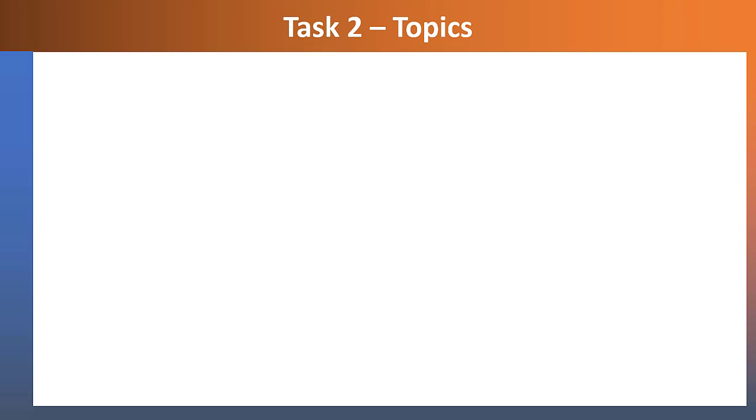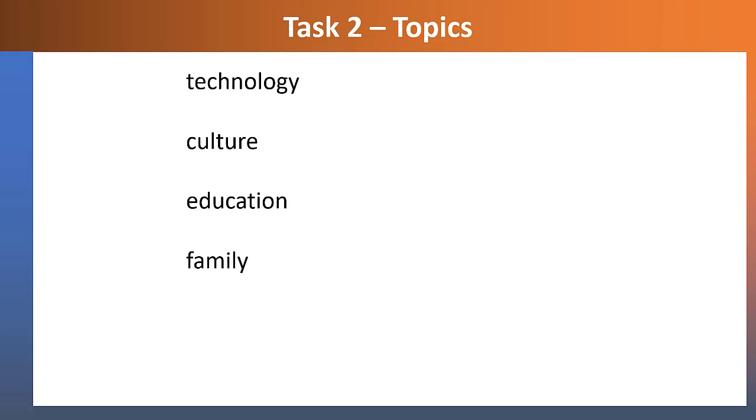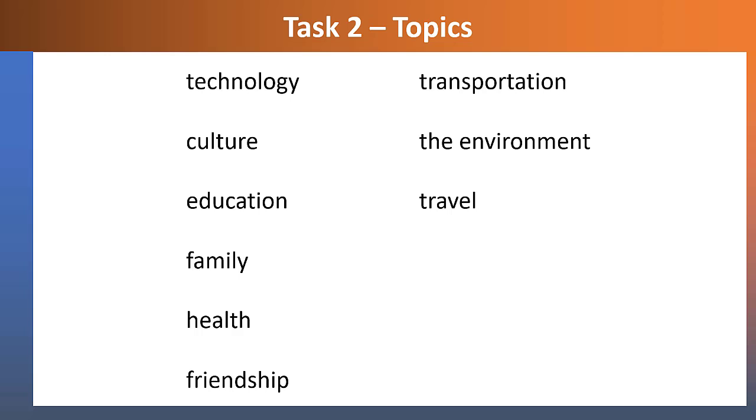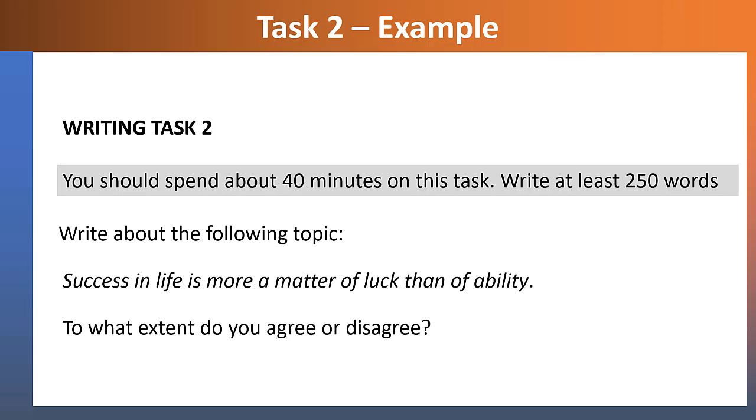Some typical topics that you might have to write about include technology, culture, education, family, health, friendship, transportation, the environment, travel, crime, work, or entertainment. Let's look at an example. Success in life is more a matter of luck than of ability. To what extent do you agree or disagree? And here is a model answer.